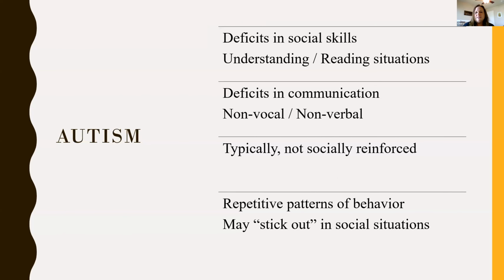So a quick review of autism. There's deficits in social skills, understanding and reading situations, not understanding the other person's point of view, not seeing how to act in a situation, deficits in communication. They can be non-vocal or non-verbal. They're typically not socially reinforced, so they're not your group of people who are going to go out and want to hang with friends. They're much more concrete thinkers.